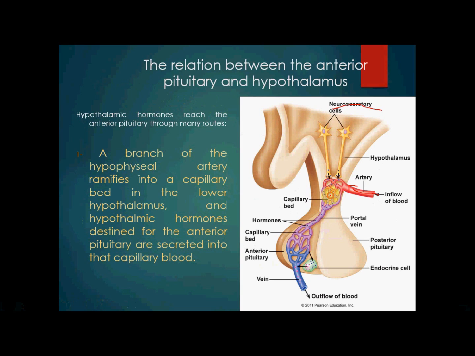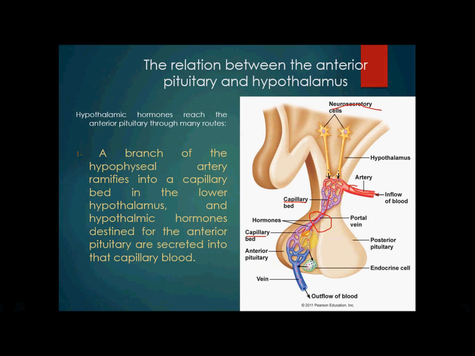This hormone goes from one capillary bed to another, and this is a vein. It's called a portal vein. Now, a portal vein is the term only for a vein that links two capillary beds, and we have another example of a portal vein, which is the hepatic portal vein that comes from the intestine to the liver.